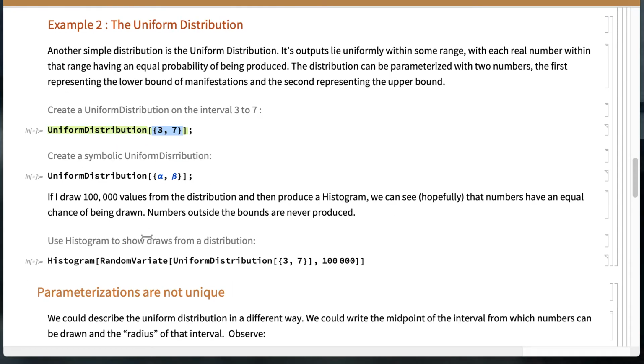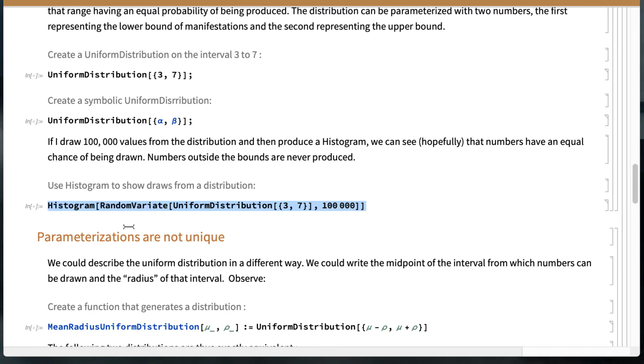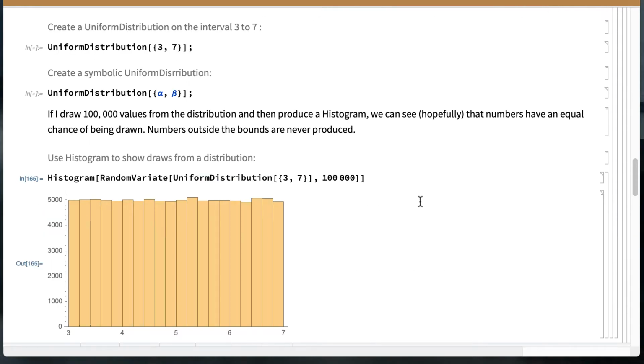So we could draw 100,000 values from a uniform distribution on the interval 3 to 7. Here's our random variate function to do that. And we could then ask the computer to make a histogram showing how frequently each of these are. I'm hoping you have a picture in your mind of what you're going to see before I execute the code, which is that since all outcomes are equally likely, the bins of the histogram should be of about equal height. And let's see if that's true. And lo and behold, it is.